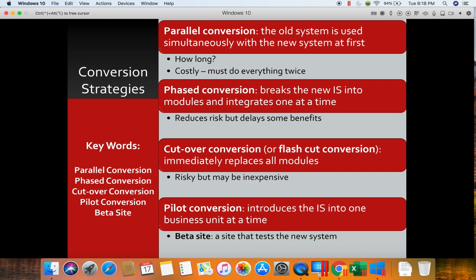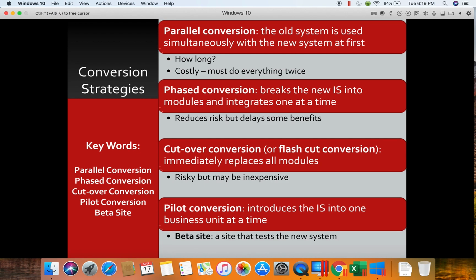What we're going to do is run them both, compare the answers, and after a period of time, when they are both consistently giving us the same answers, we stop using the old one. So this reduces a lot of risk. However, it can be very costly and very frustrating to your employees because now they have to do everything twice.